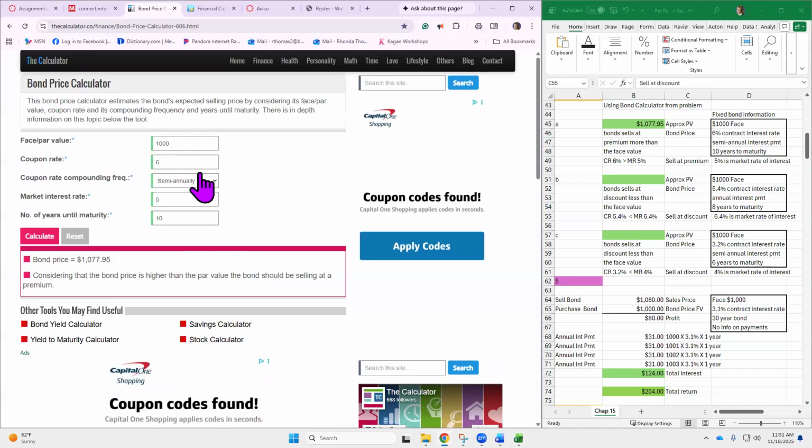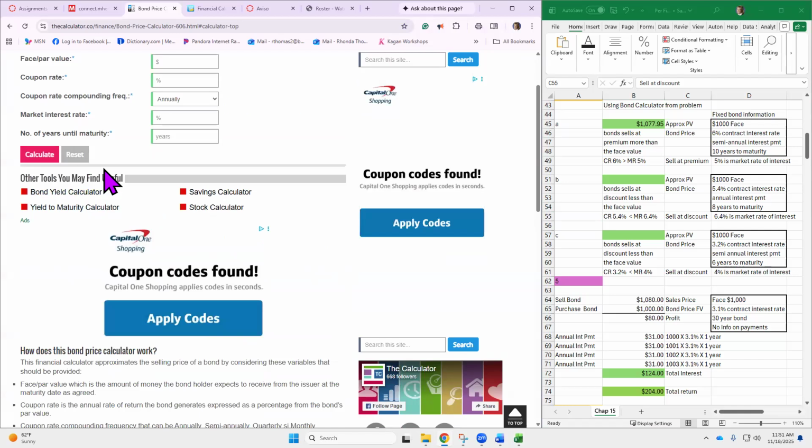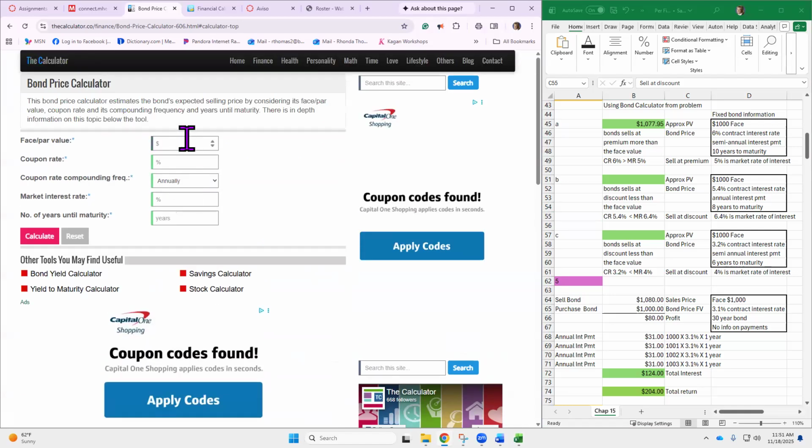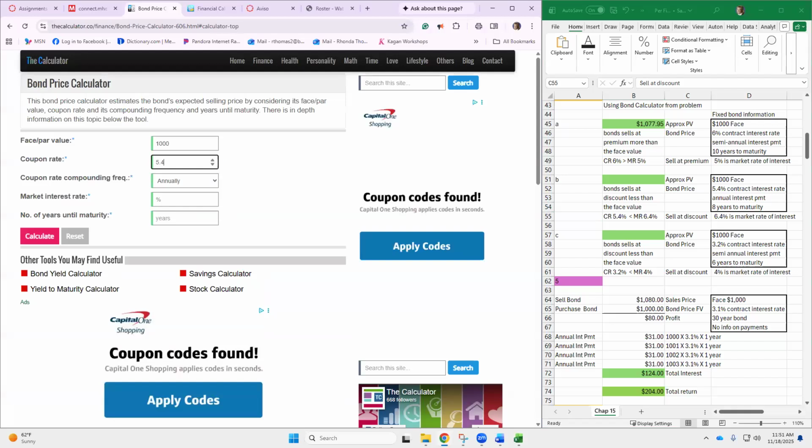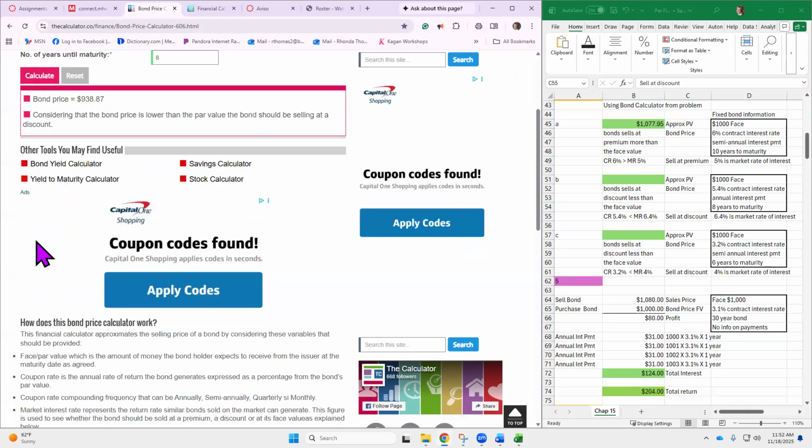Okay, back to the bond calculator. Let's reset it. If you reset it, it resets all of your variables. So the face for all of these are 1,000. The coupon rate or the contract rate is 5.4%, and this one pays annually. So we do need to put that in. And that's the compounding, and that's what it is automatically. The market rate of interest is 6.4, and the maturity in years is 8. So here comes the bond price.